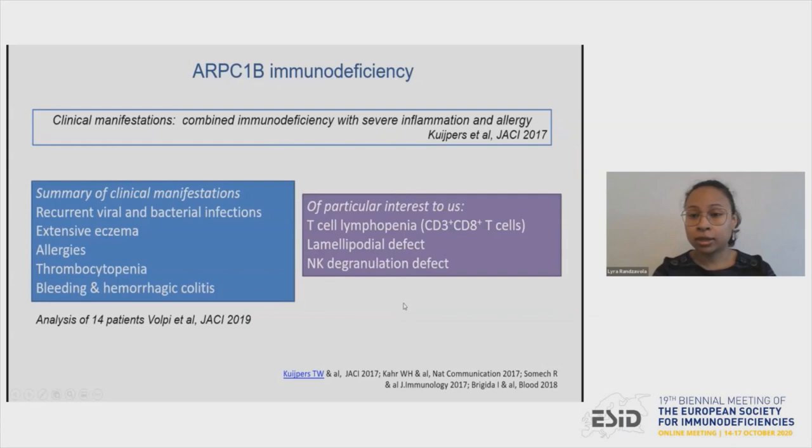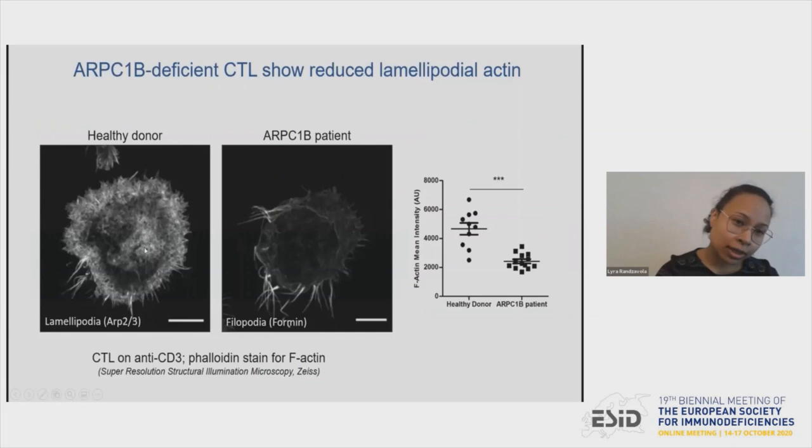First, I looked at the actin reorganization in CTL derived from healthy donor or ARPC1B patient cells. We can see that the healthy donor CTL is spread and forms a dense ring of branched actin upon CD3 stimulation, and this lamellipodial actin is lost in the ARPC1B patient, which instead presents with long filopodia and has a significantly lower actin intensity.